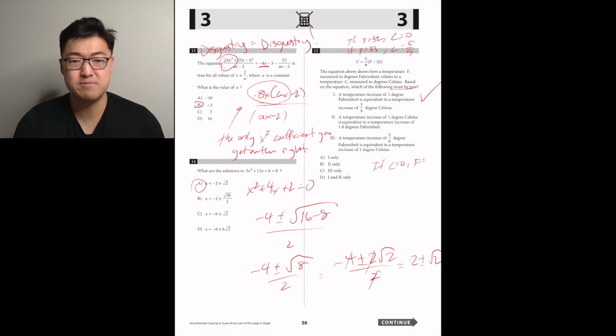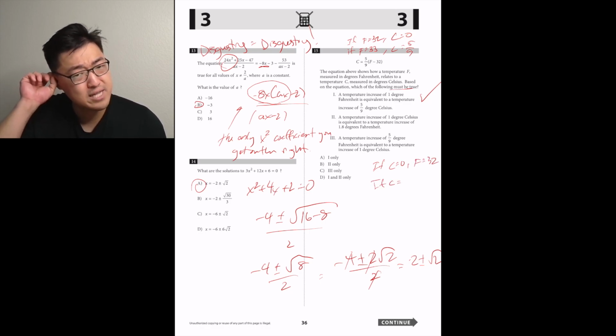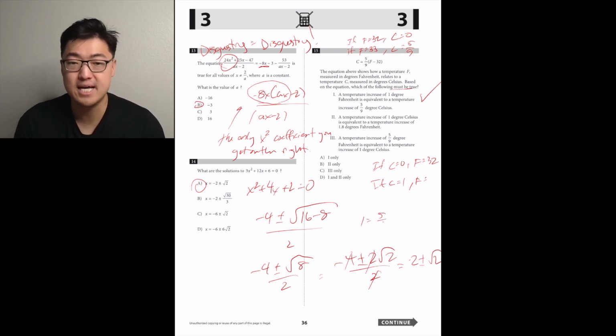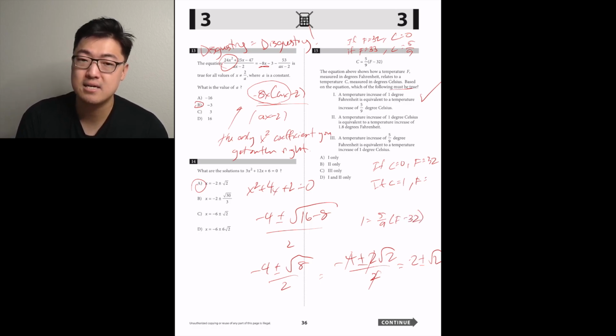Same thing. So let's start with F is 32, which causes C to be 0. Now, if I set C equal to 1, I'm going to multiply 9/5 on both sides. You'll get 1.8 is equal to F minus 32.